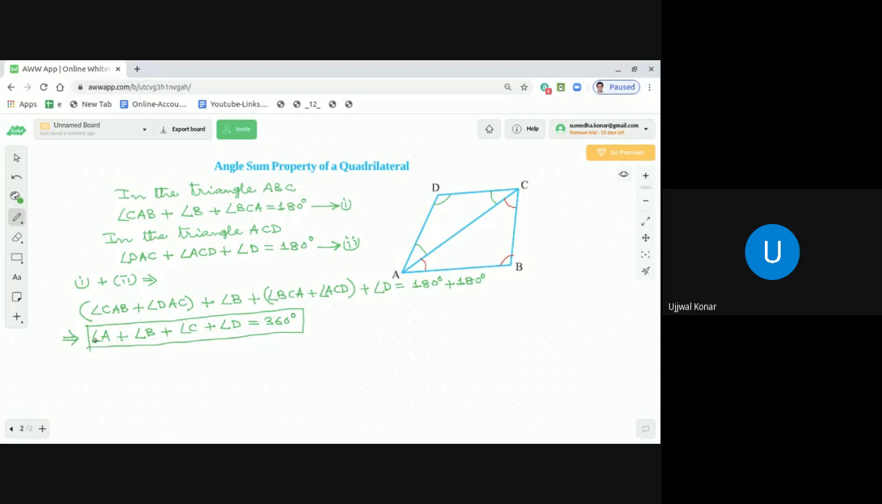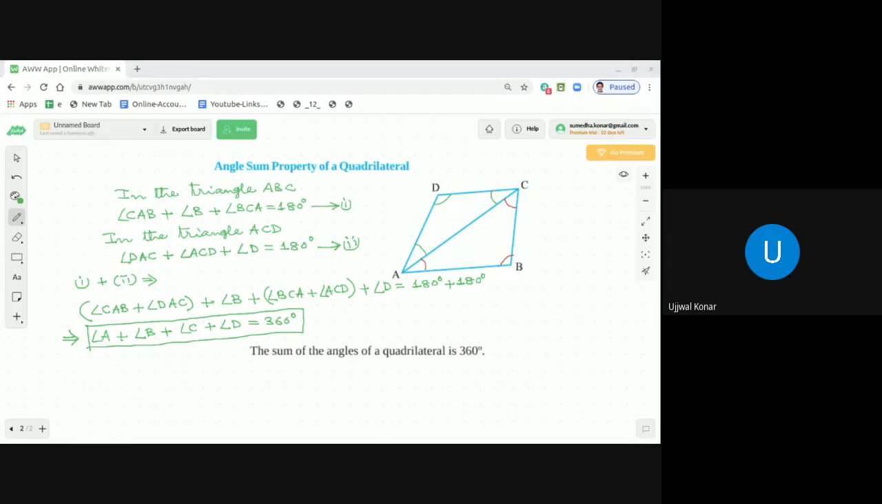Okay, dear students, I hope it is well understood what the angle sum property of a quadrilateral is. Yes, sir. Great. And this is the best way of proving it. The sum of the angles of a quadrilateral is 360 degrees. We can say with much confidence that yes, we are able to prove it with the information we are aware of, that is, the angle sum property of a triangle.